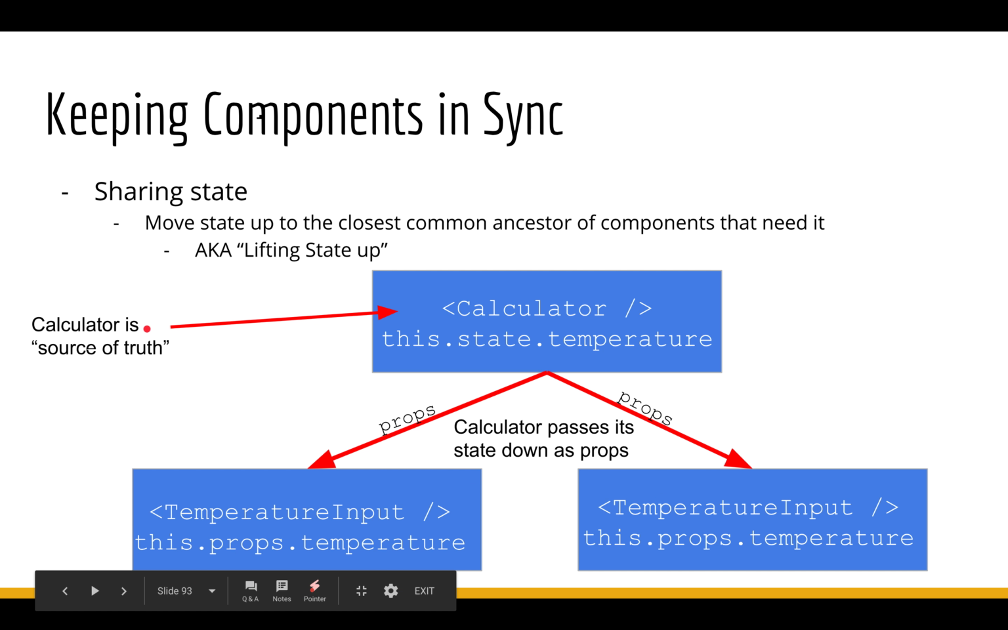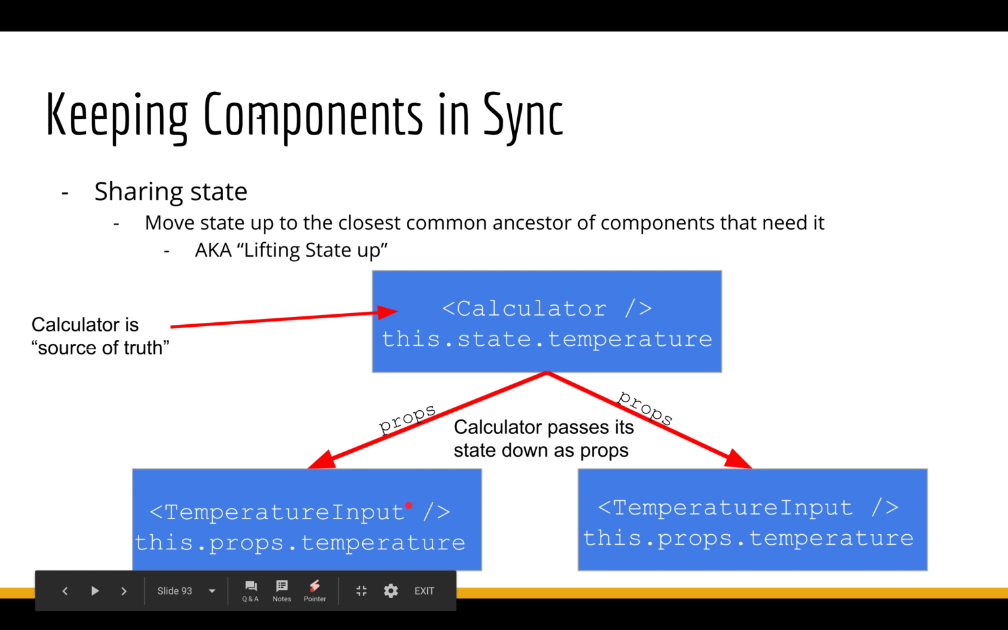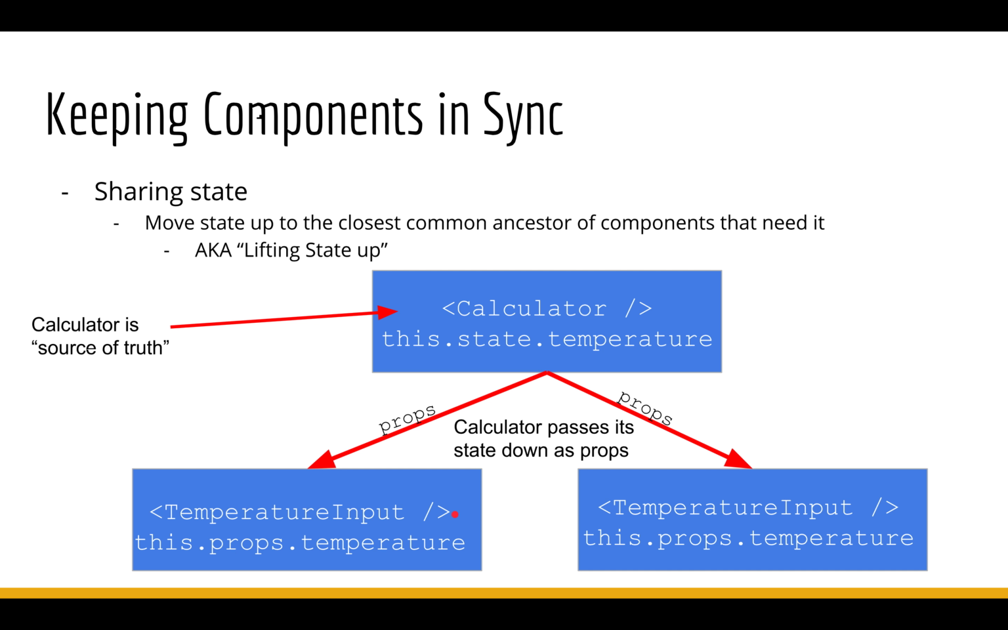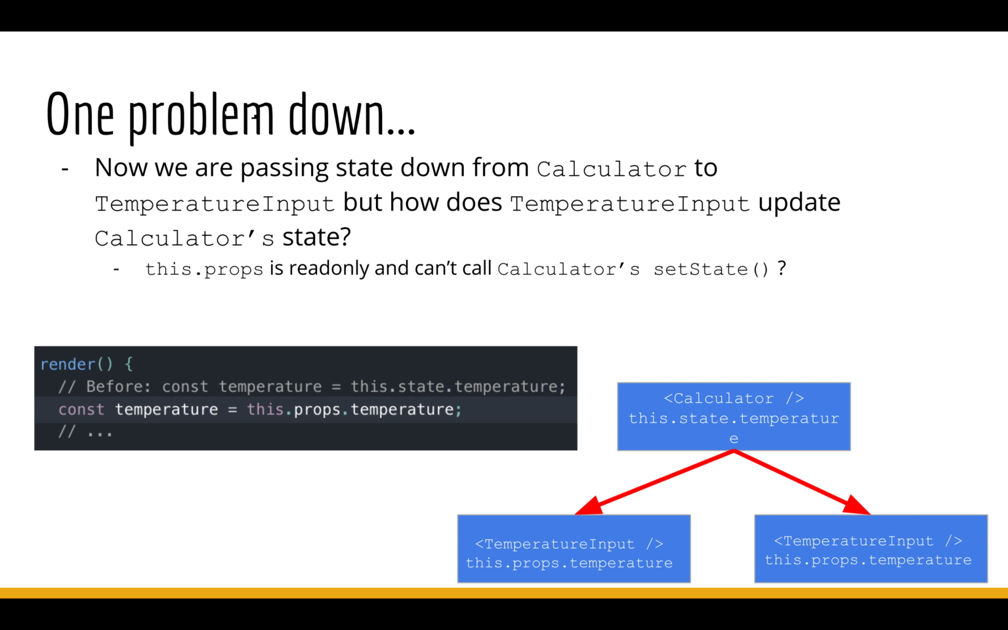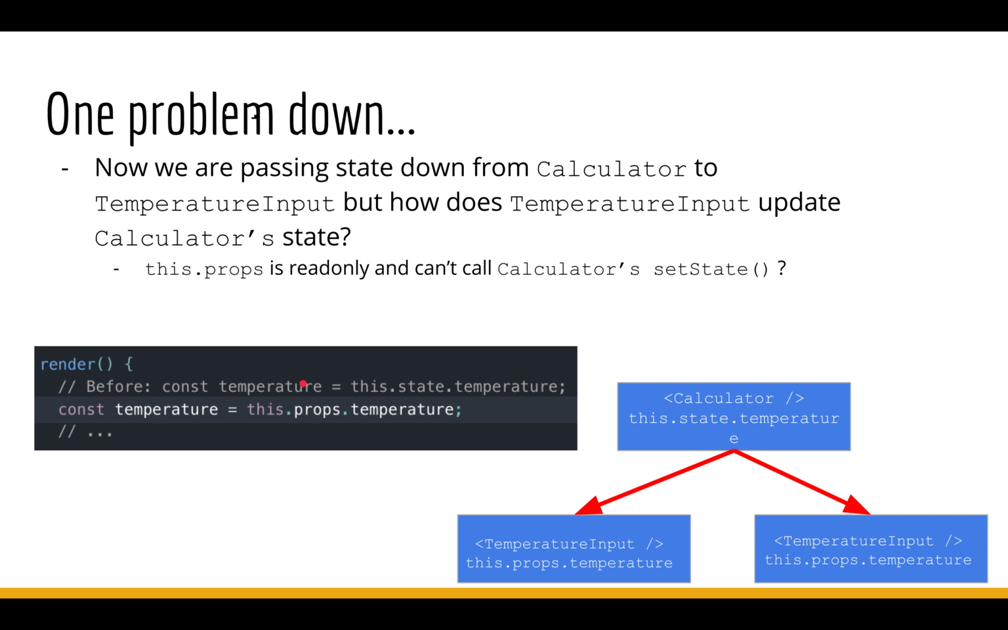At this point, calculator becomes the source of truth for that piece of the state, the temperature, and both of the temperature inputs are receiving this.props.temperature, which contains the current temperature of the calculator. This is going to fix one of our problems. Because we're passing state down from calculator, both will be in sync. Both temperature inputs will be displaying the exact same state. You can see inside their render function, before we had the constant temperature being this.state.temperature. Now it's going to come from this.props.temperature.